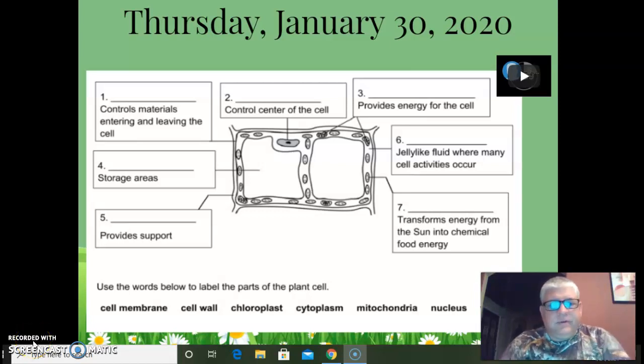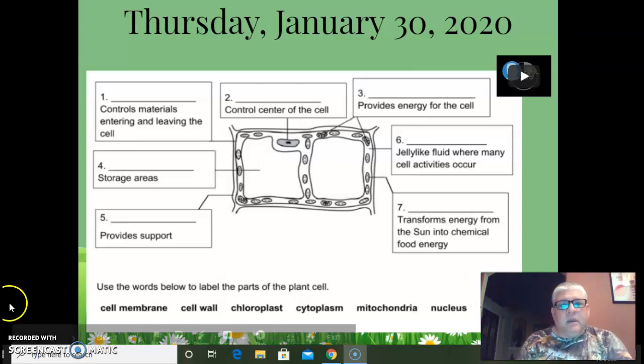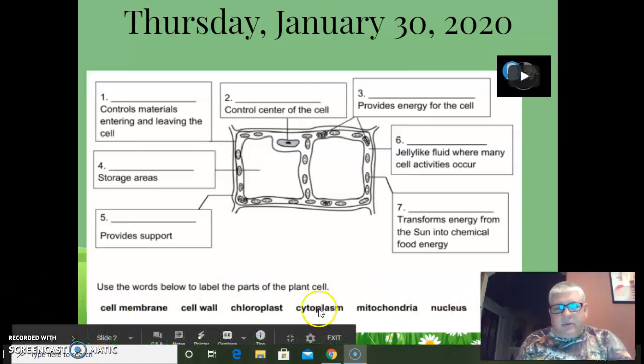Hey, good morning, students. Mr. Smothers again. We're going to start with this warm up, but I'm going to keep it short simply because I'm going to run out of time and I only have a certain amount of time that I have to record this on. So you can do this on your own. These are the different parts.